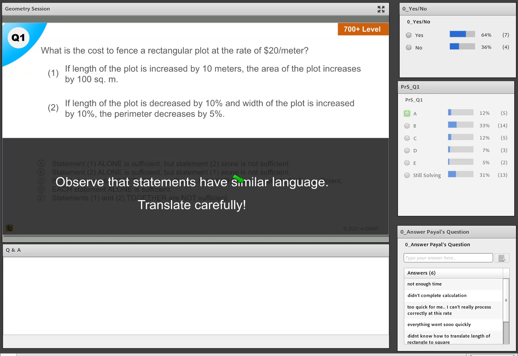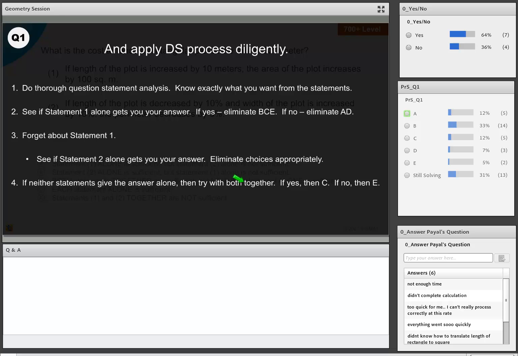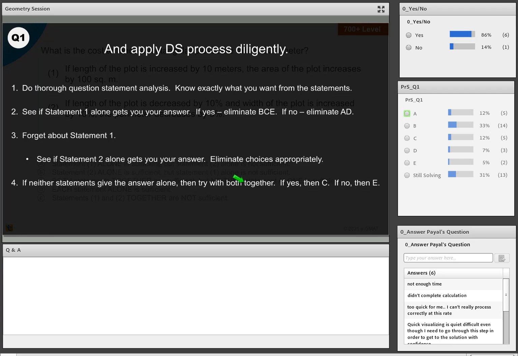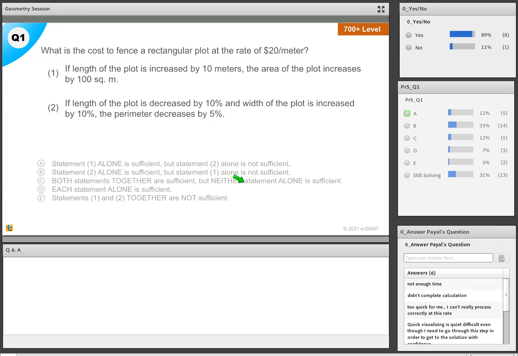So what we're going to do now is, I'm just trying to think, how many of you want to take another stab at this question? Given where you're at, yeah, you want to take another stab at this question? Okay, all right. So let's go through this. Applying the data sufficiency process. Again, you have to be very clear with the data sufficiency process.